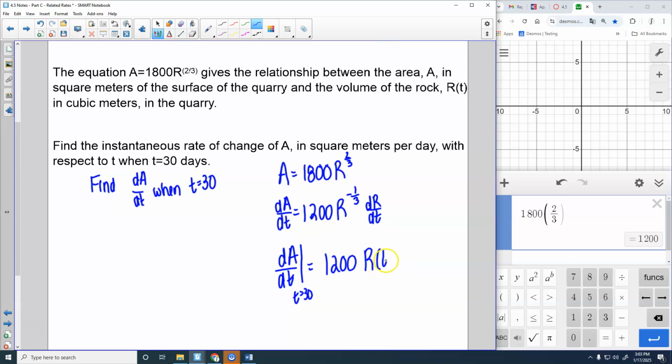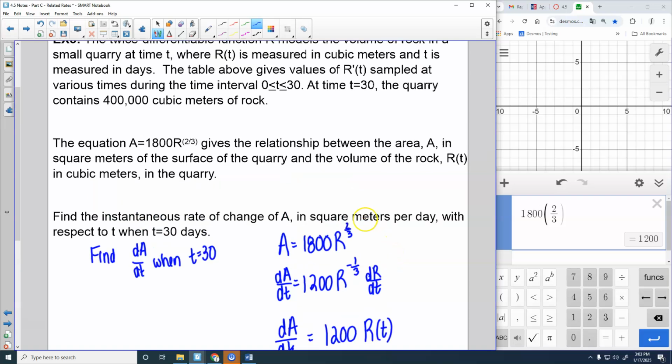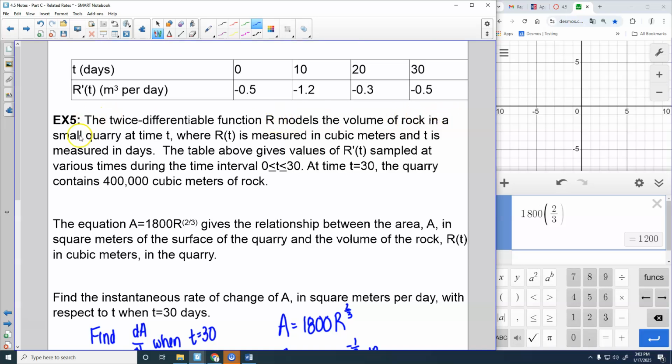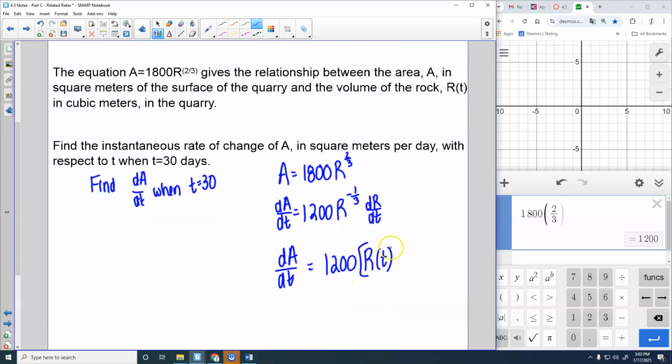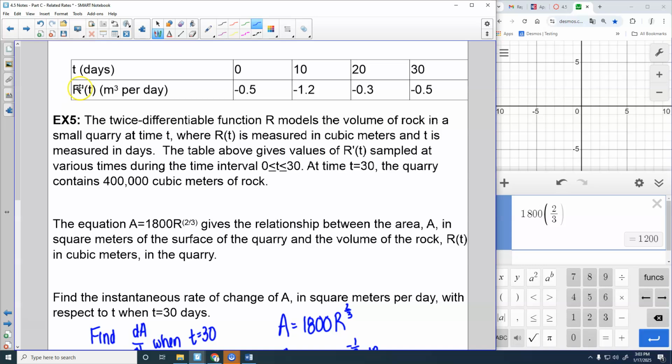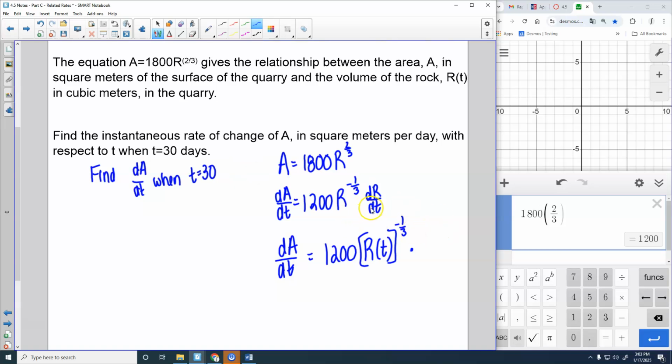Let me not put the 30 in yet. In dA/dt, R could also be called R of t, right? Because it told us up here it models the volume of rock in a small quarry at time t. T is what you're plugging into R. So R is also just R of t, but it is to the negative 1/3 power. Now, dr/dt up here in this formula is called R prime of t. That's also the rate of change of R with respect to t, because t is the variable for that. So this dr/dt could also be called R prime of t.